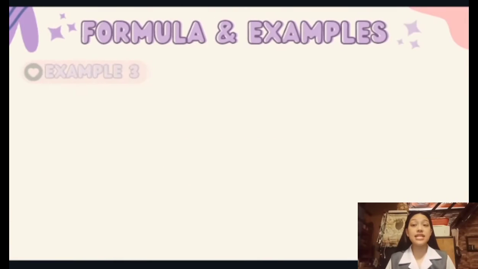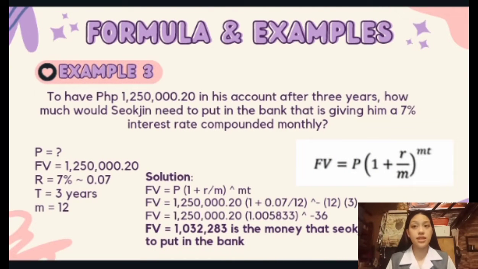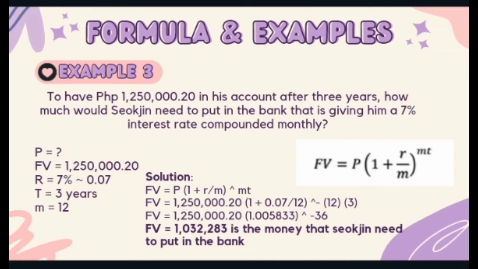Now we have the last example for compound interest. To have 1,250,000.20 in his account after 3 years, how much would Sokjin need to put in the bank that is giving him a 7% interest rate compounded monthly? Use your scientific calculator to solve this problem.